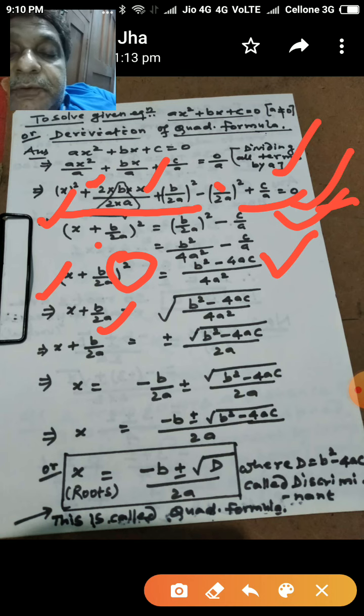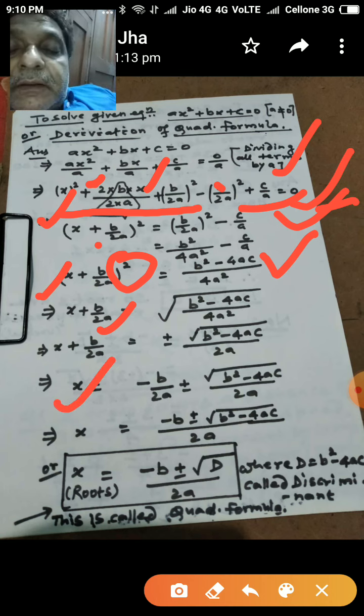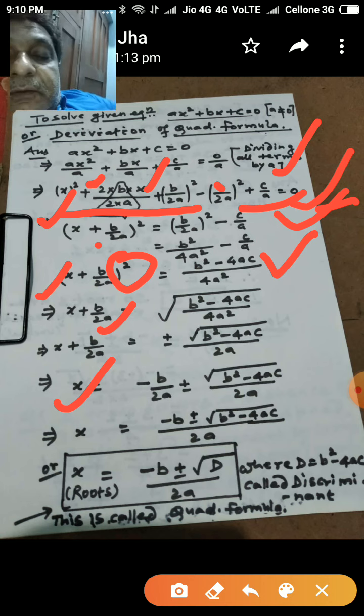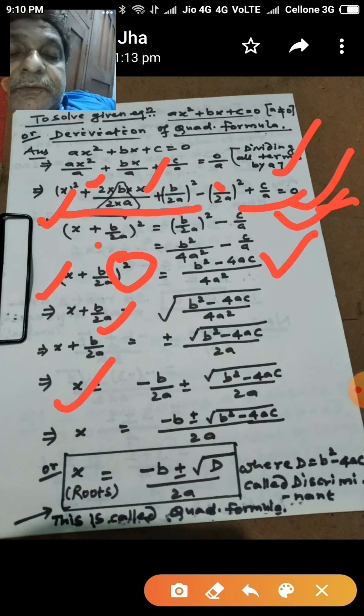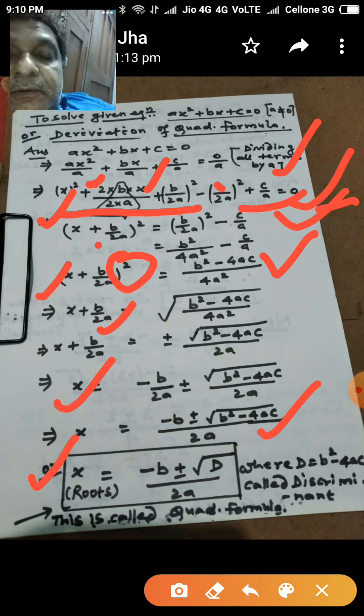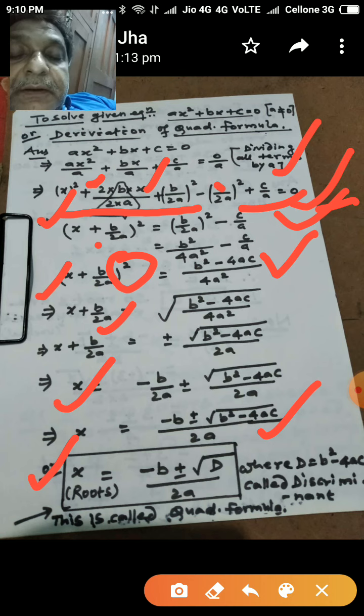Now since we have to find x, in the next step we write x is equal to, transposing plus b by 2a towards RHS, minus b by 2a plus minus under root b square minus 4ac by 2a. Now taking LCM 2a, we have the result minus b plus minus under root b square minus 4ac by 2a. Therefore x is equal to minus b plus minus under root d by 2a, where d is equal to b square minus 4ac, which is called discriminant.